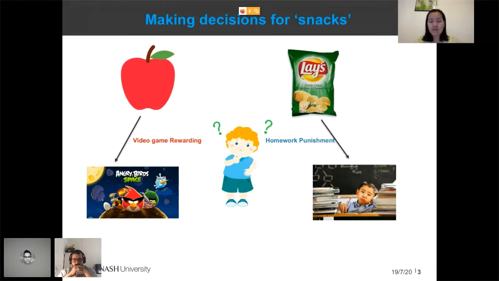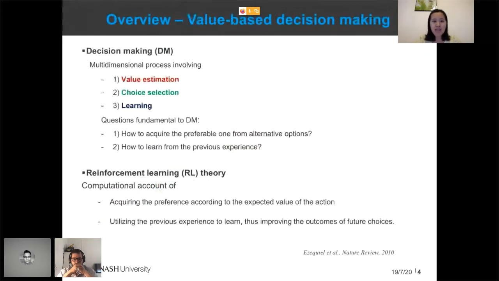Like in this lecture, we face a lot of decisions every day, simple decisions like what we should eat or drink for lunch, or complex decisions like whether we should go for a PhD study. Actually, decision making is a multidimensional process which involves three stages. The first one is value estimation. You assign values to available options. The second is choice selection. You choose the preference among the alternatives. And finally, learning from the outcome to update future decision-making.